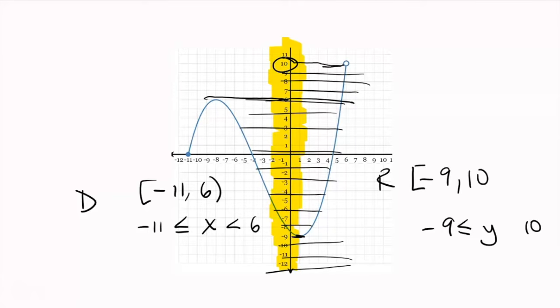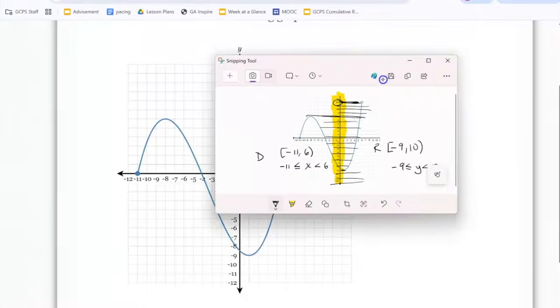And now, is this 10 open or closed since it's the top of the graph? It is open. That is signified by an open parenthesis or a less than without the equal sign. So both notations are fine. Then you just go answer the question.